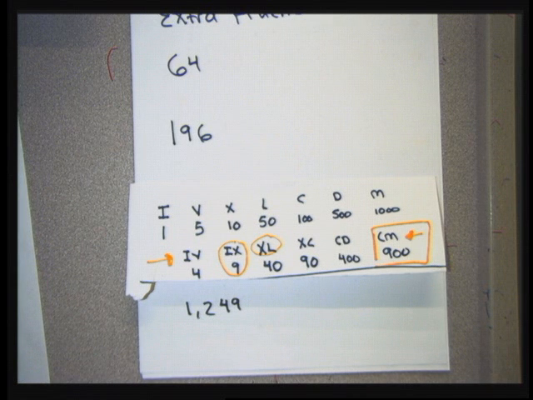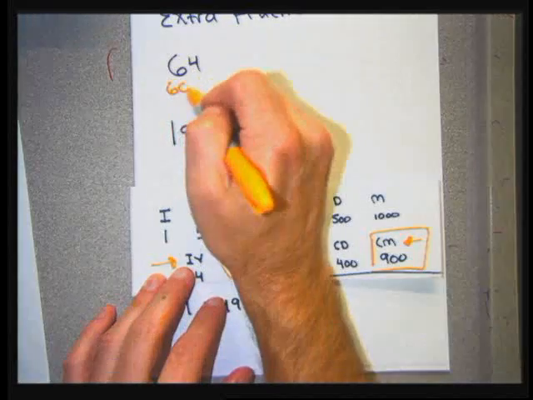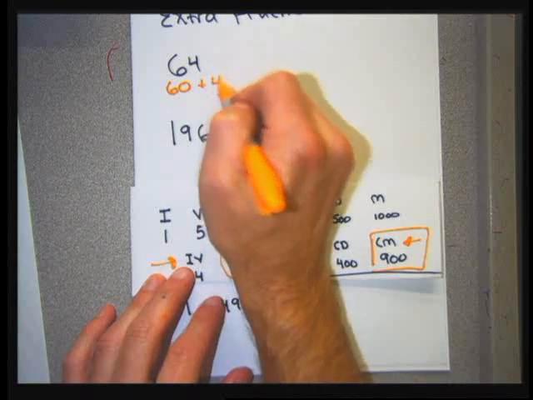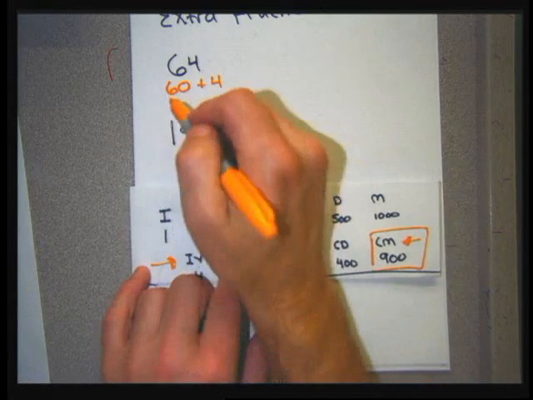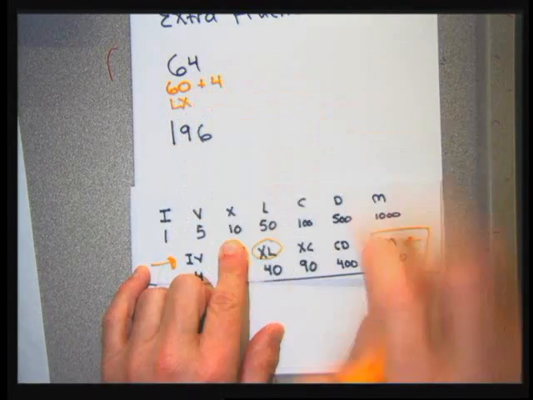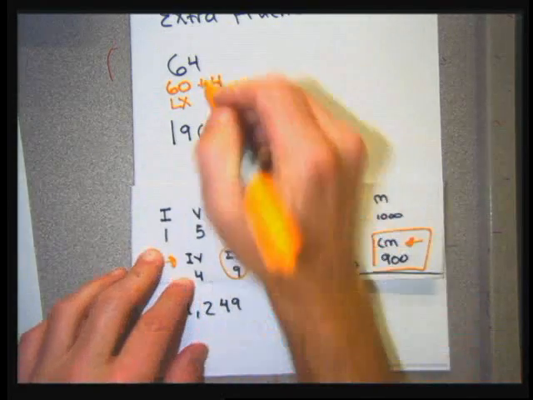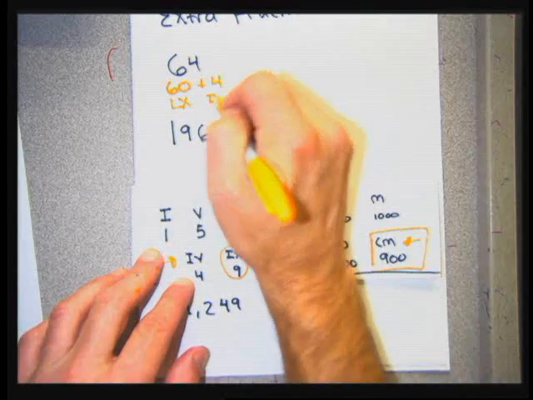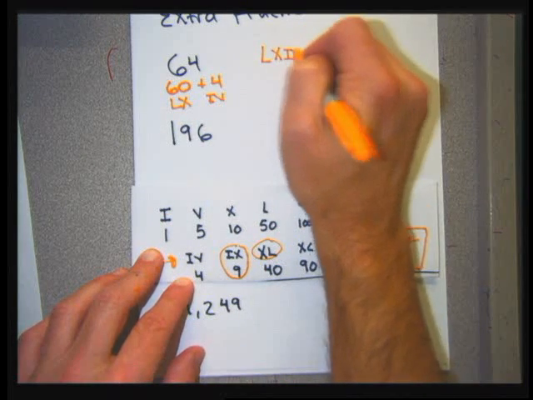So I'm assuming now you've paused and you have your answers down for these. Now you're just checking. To do 64, this is 60 plus 4. 60 I'm going to do with a 50 plus 10. I'm going to write as an LX. 4 is a special number. Any 4 or 9, 40 or 90 is going to come on my sheet here. And a 4 is an IV. So I'm going to write this as LX IV.